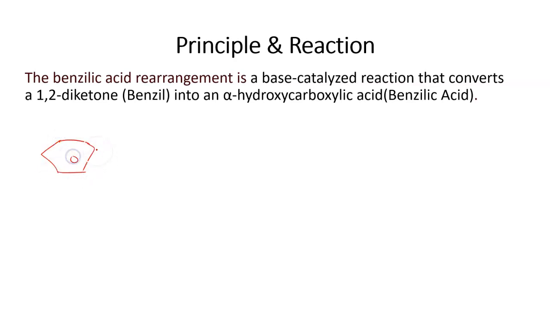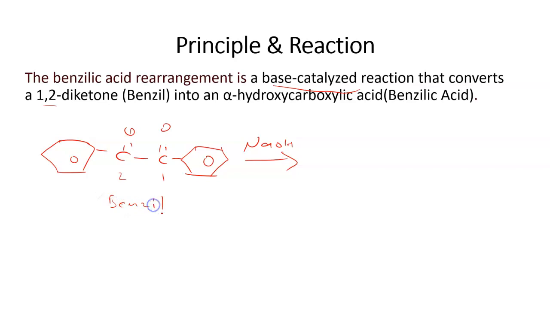This is the structure of benzil. It is a base catalyzed reaction. So here we are utilizing a strong base that converts 1,2-diketones. Why is it called 1,2-diketone? Carbon number 1 and 2, or we can number it from this side also, 1, 2. It is a diketone. So this complete structure is called benzil.